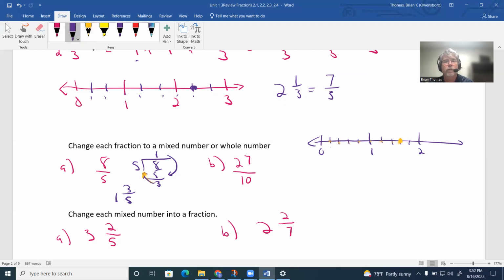So if I want to change 27/10 back into a mixed number or whole number, what I would do is divide 10 into 27. Some of us sometimes call this the rain game. The 27 gets rained on, so we put it in the garage, and the 10 goes on the outside. So 10 does go into 27 2 times. 2 times 10 is 20. When we subtract, we would have a remainder of 7.